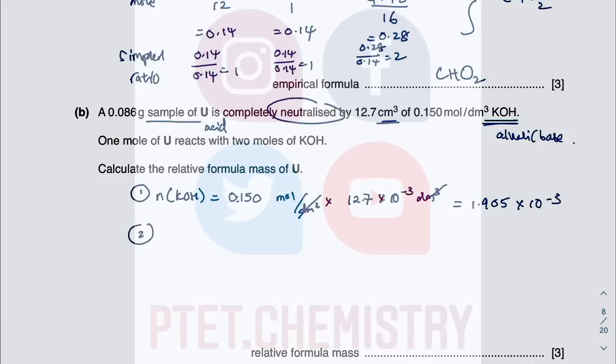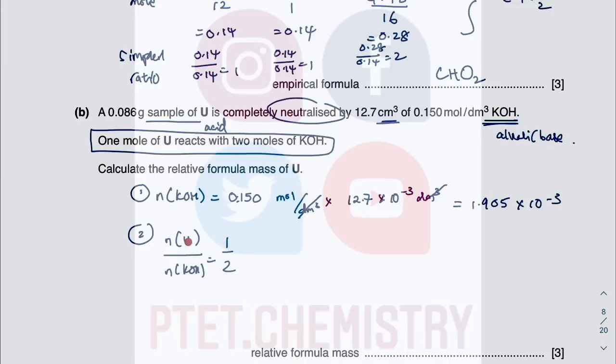All right, so the mole of U over the mole of KOH is 1/2. It is this statement there: 1 mole of U reacts with 2 mole of KOH. So the mole of U is half times the mole of KOH, which was calculated in step 1. So that's going to be 9.525 times 10 to the power minus 4 mole. I do not want to round it up that early yet, okay?